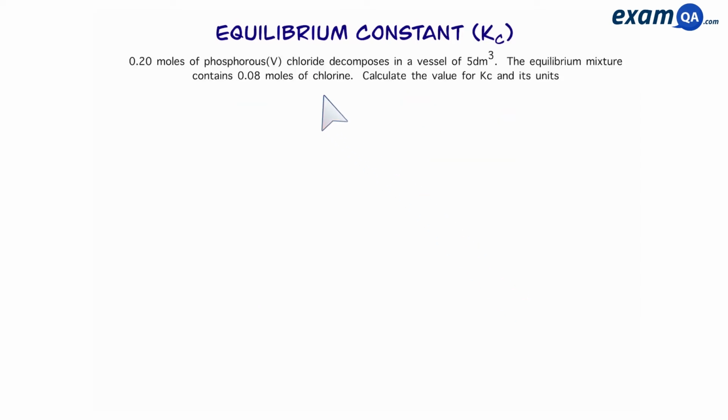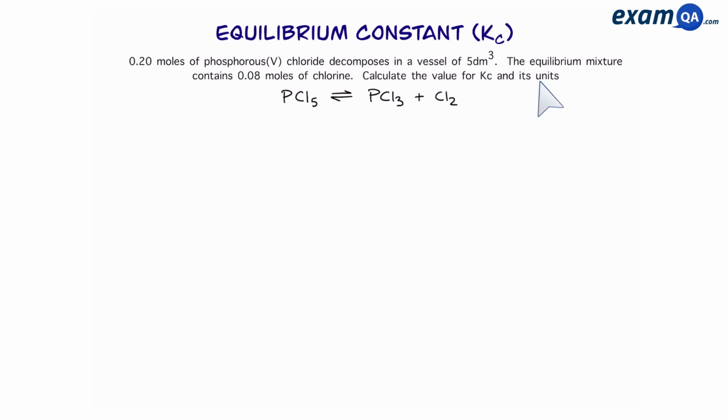Okay, so here's an example question. We're going to calculate the value for Kc and also the units. So this is the reaction that we've been given, and the question says 0.2 moles of phosphorus pentachloride decomposes in a vessel that has a volume of 5 dm cubed, and then the equilibrium mixture contains 0.08 moles of chlorine. Calculate the value for Kc and its units.